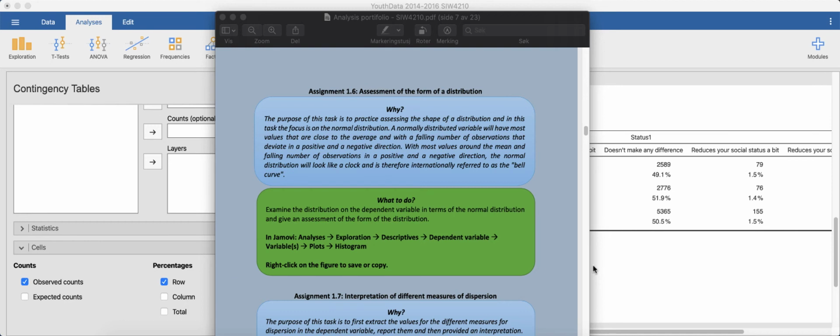What to do? Examine the distribution of the dependent variable in terms of normal distribution, and give an assessment of the form of the distribution. In your movie, you choose analysis, explore, descriptives, and you put your dependent variable over in variables, and then you go for plots, and then you choose the histogram.